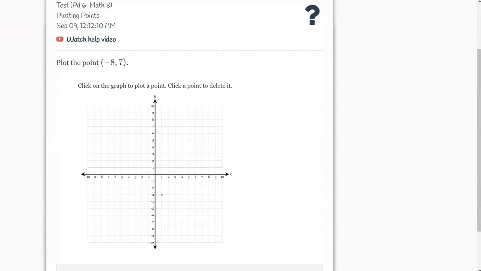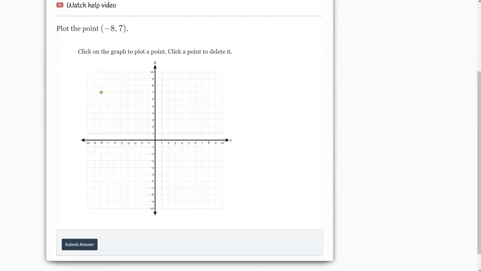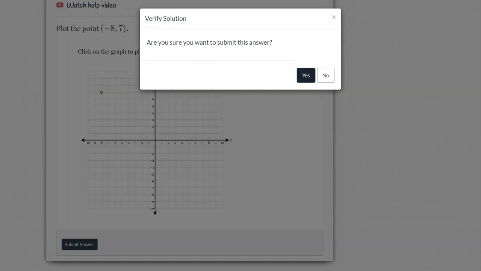-8, 7. So from the origin, I move -8 to the left on the x-axis. Then I move +7 up along this gray line. So I go all the way up to 7 and I click. Then I scroll down to the bottom of the screen and click submit, and yes.